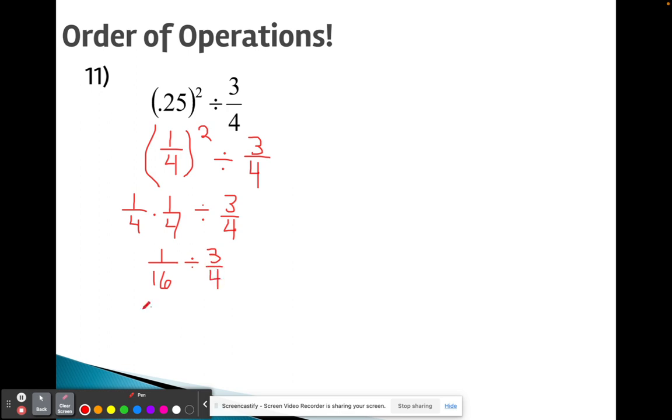Now we're going to keep, switch, flip, or keep, switch, reciprocal. Reciprocal of 3/4 is 4/3. Simplify before you multiply. I can simplify this 4 with the 16, sorry, divide by 4, divide by 4. I was looking at that 3. Multiply straight across. I didn't change my pen color back. 1 times 1, 1. 4 times 3, 12. 1/12, all positive.